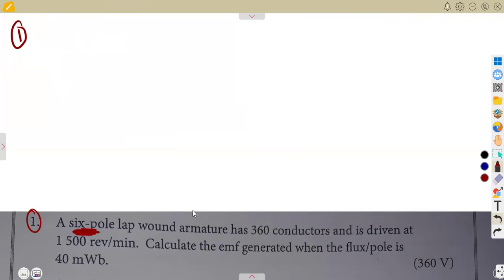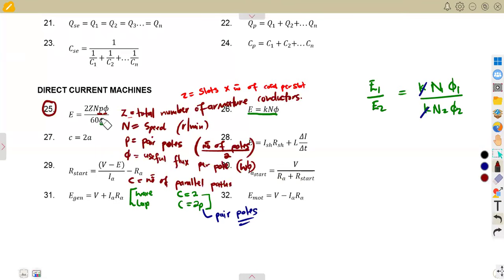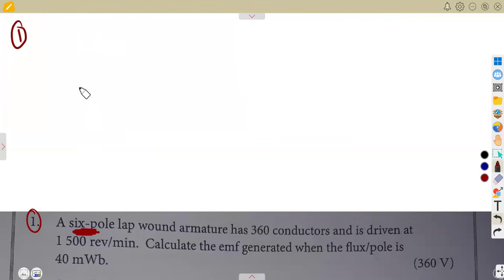But on the formula, we are not using the number of poles. We are using the pair poles, which is the number of poles divided by 2. So from the number of poles that you're given, P, the pair poles, is 6 divided by 2. That will be 3 pairs.